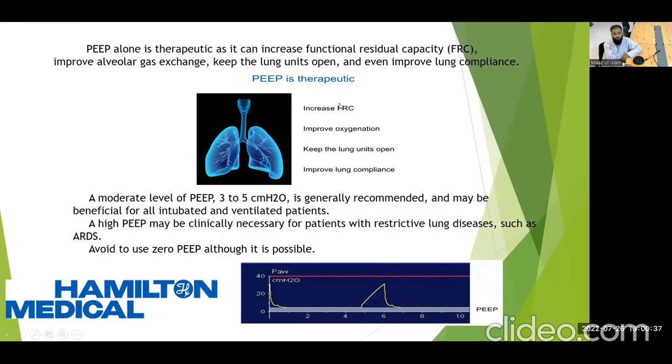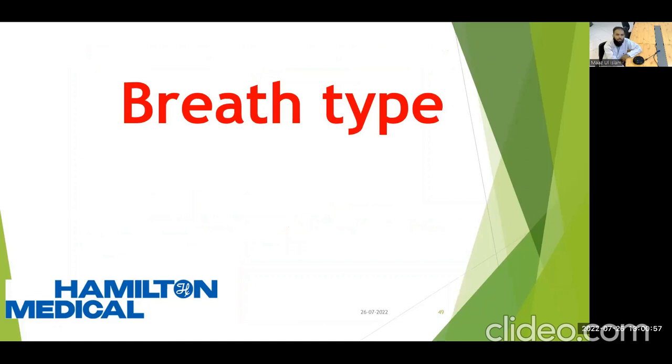So these are the benefits of PEEP. It increases or maintains FRC. It improves oxygenation. PEEP keeps the lung units open. What are the lung units? The lung units are alveoli. It also improves lung compliance. So we have completed our 5 essential variables.